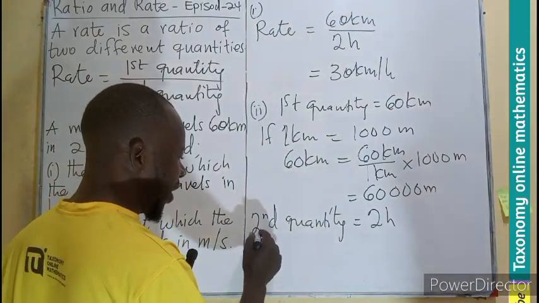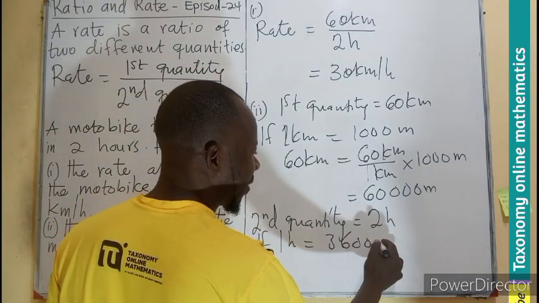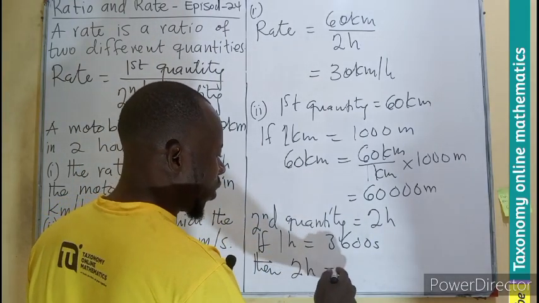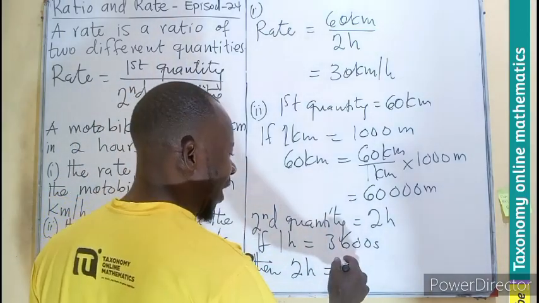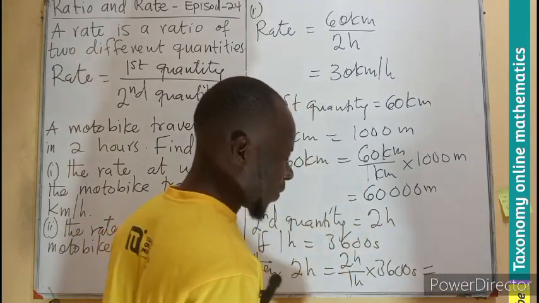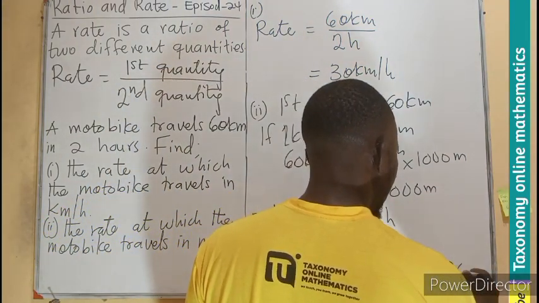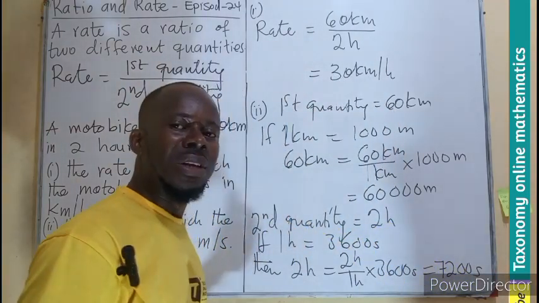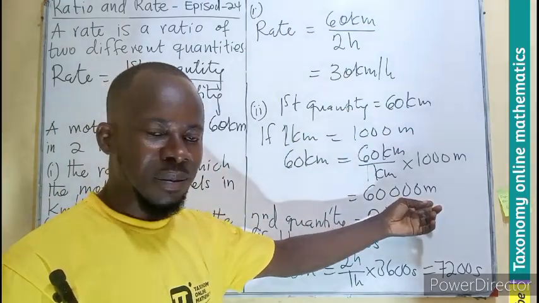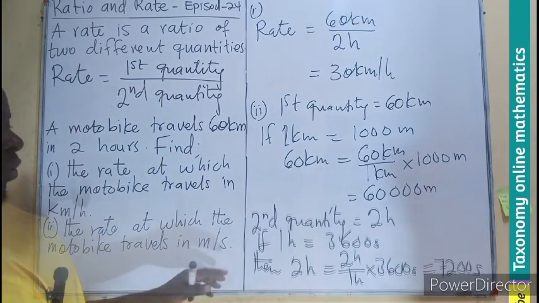So if 1 hour gives us 3,600 seconds, then 2 hours will give us more. So if more, let's multiply: 2 hours over 1 hour times 3,600 seconds. 36 times 2 is 72, so we have 7,200 seconds. So now the first quantity is in meters and the second quantity is in seconds. We can find the rate as the comparison between the two.